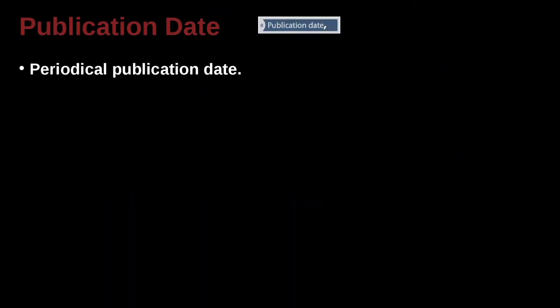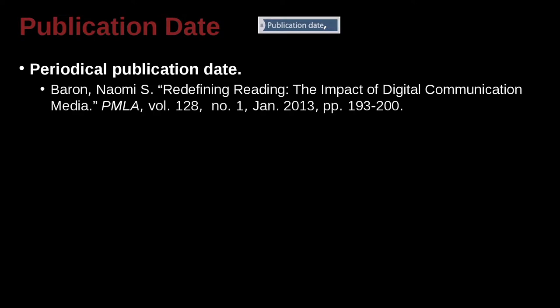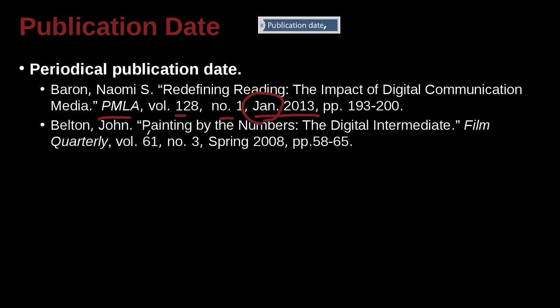Publication date we've looked at, but we're just going to take a quick summary of it again. So here we have the author and then the article, the journal name, and the volume number, and here January 2013. Why January? Because that is information that the journal supplies. That's the way they date their articles and their journal. That's quite okay.